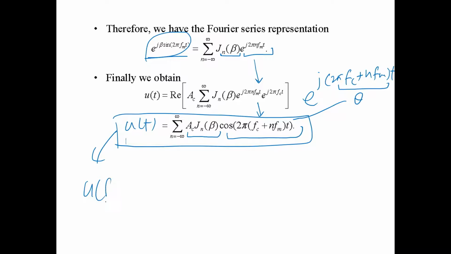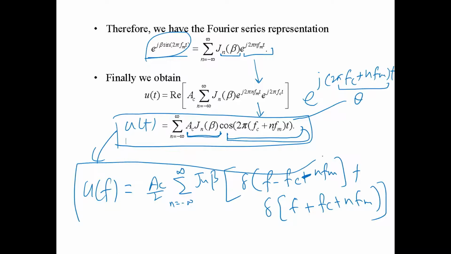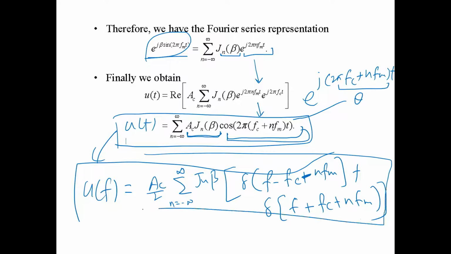So if I take the Fourier transform of this one, these are just constant components, right? So I will have just AC over 2 summation of j and beta, right? And what is the Fourier transform of the cosine? We know it will be impulses. So one impulse at f minus fc minus nf, and the other impulse will be at f plus fc plus nf, where n is changing from minus infinity to infinity. So this is the Fourier transform of our actual modulated signal.